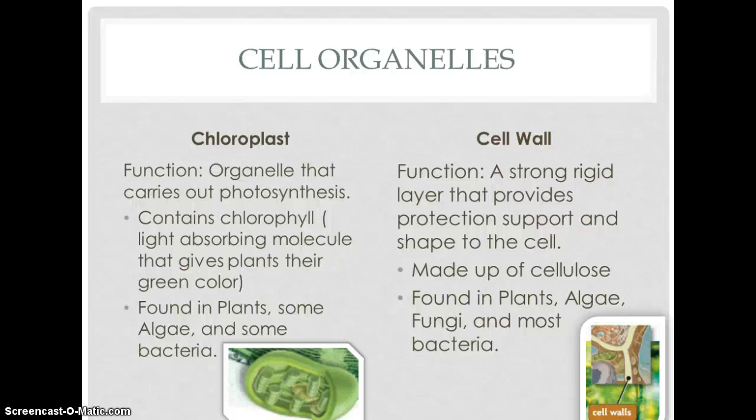Chloroplast is only found in plants, some algae, and some bacteria. The other organelle only found in plant cells is the cell wall. It's a strong, rigid layer that provides protection and support and also shapes the cell. It's made up of cellulose and is found in plants, algae, fungi, and most bacteria.